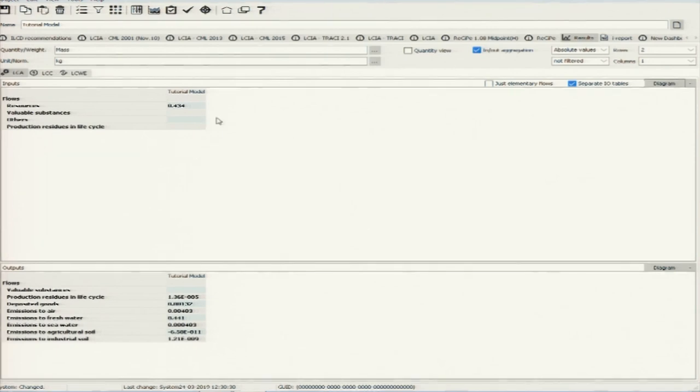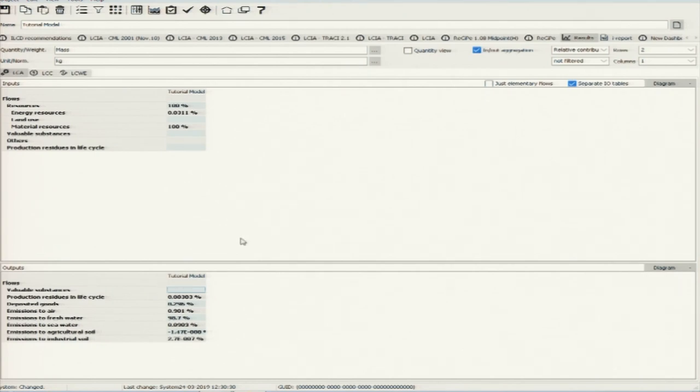Also, we can get the values in relative form, in percentages. These are the absolute values. We can go to relative value here, and if I put relative values, it will show the percentages. Resources 100%, in the 100% resources, material resources are 100%, energy resources are 0.0311. We can see emissions to fresh water is the most significant impact from our process. Others are all negligible in comparison to this. These are all valuable substances. There is no value. No value means it is not having any impact.